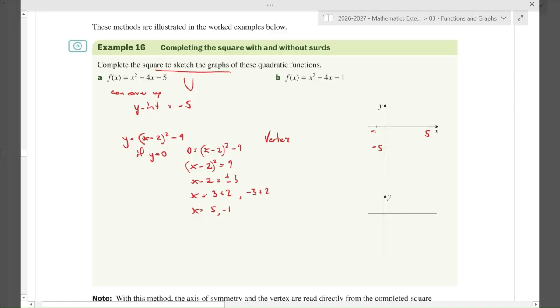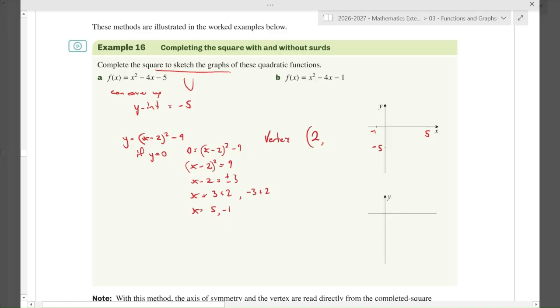So what do we know about the vertex? We know that the x value is going to be 2. Have a look in that bracket there. It's x minus 2, so 2 minus 2 is 0. That x minus 2 tells you how much it's been shifted. So x minus 2 means it was shifted 2 spots to the right, which means it's positive 2.